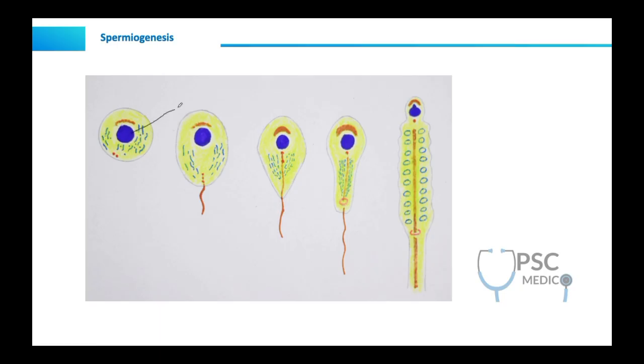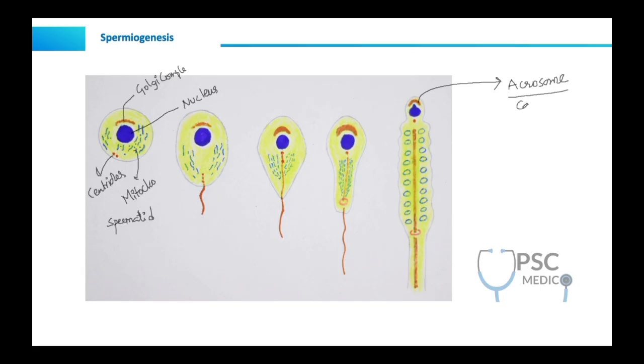Let me label them. First is the nucleus. Next we have the Golgi complex. We also have mitochondria, and then there are centrioles. These are the cellular organelles present inside the spermatid, and each takes part in a specific reaction. The Golgi complex transforms into the acrosome of the sperm, which helps in penetration into the ovum. The acrosome cap of the sperm is derived from the Golgi complex.